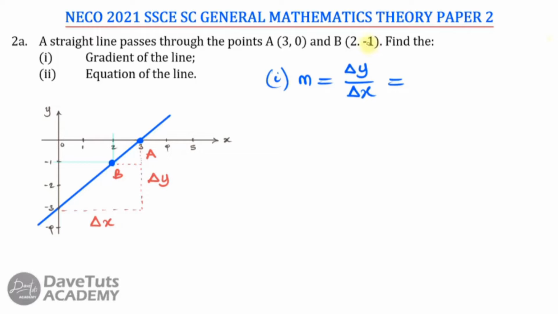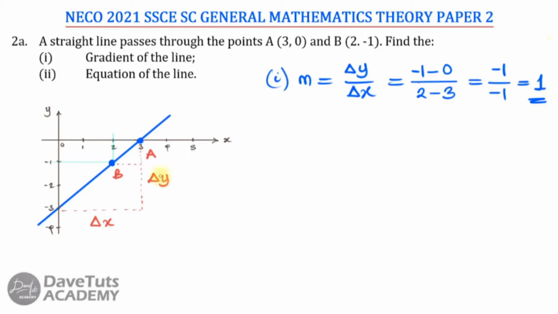So I'm going to say -1, which is the value of y in the second case, minus the value of y in the first case, 0, over the value of x in the second case, which is 2, minus the value of x in the first case, which is 3. So I'm going to have -1 minus 0 is -1, 2 minus 3 is -1. So the gradient, which is the slope, is nothing but 1, because we cut out the minus sign, so we have 1 over 1, and that is 1.